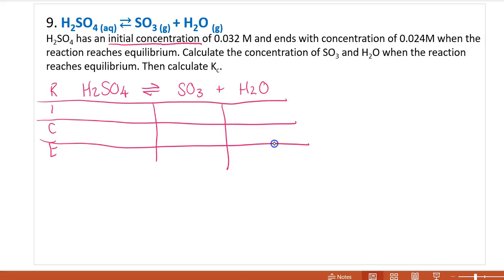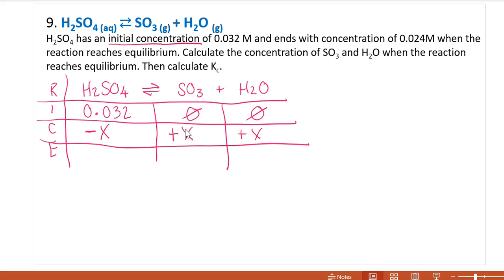All right, I is for initial concentration. H2SO4 has an initial concentration of 0.032. Before the reaction begins, I don't have any products. So their concentration is 0. Reactants will always decrease in concentration. Products are always going to increase in concentration. We don't know how much they're going to increase or decrease by, so I'm going to put an X there.